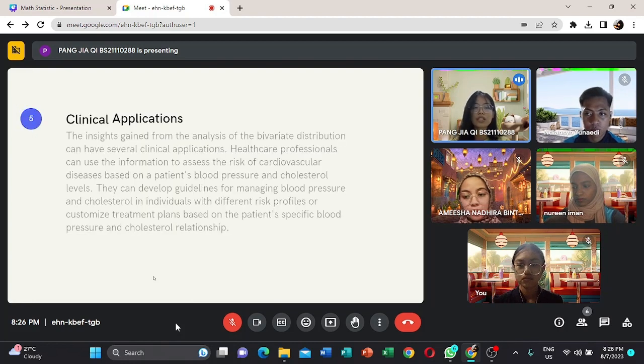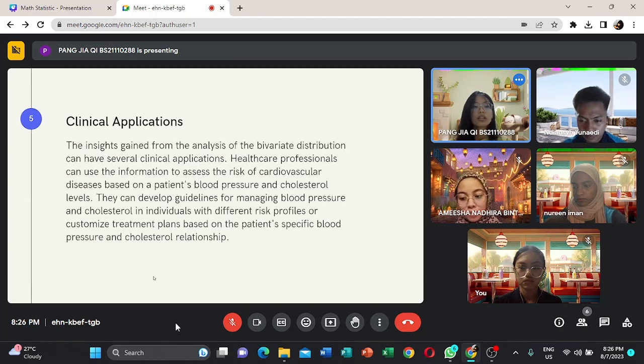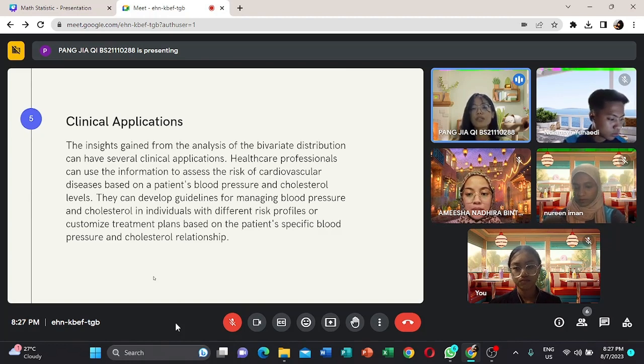The last step is about the clinical applications. The insights gained from the analysis of the bivariate distribution can have several clinical applications. Healthcare professionals can use the information to assess the risk of cardiovascular disease based on a patient's blood pressure and cholesterol levels. They can develop guidelines for managing blood pressure and cholesterol in individuals with different risk profiles or customize treatment plans based on the patient's specific blood pressure and cholesterol relationship.